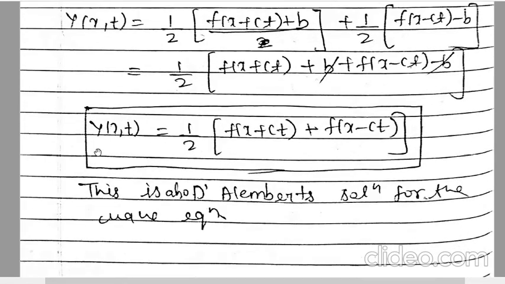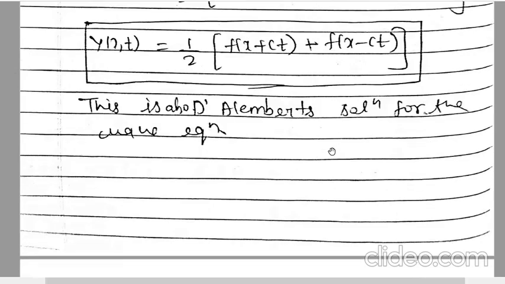D'Alembert solution is y(x,t) is equal to half of f(x + ct) plus f(x - ct), right? In the first, x is replaced by x plus ct, and in the second, psi x is replaced by x minus ct. So just replace x by x plus ct and x by x minus ct, right? So this is your final solution of the wave equation.